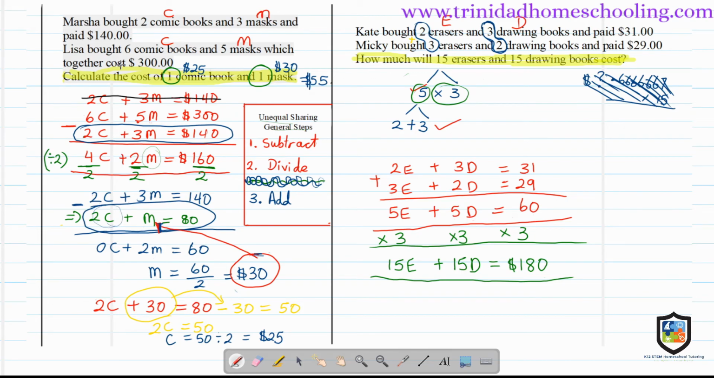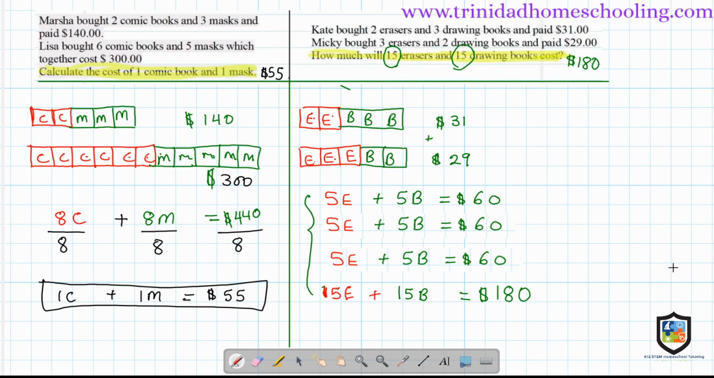They will also realize that 6 plus 2 is 8, sorry, and 5 plus 3 is 8, which will give us 8 comic books and 8 masks. And when they divide by 8, they will get the cost for 1 comic book and 1 mask. Alright, so these are the same 2 questions, and we use bar modeling to help us.